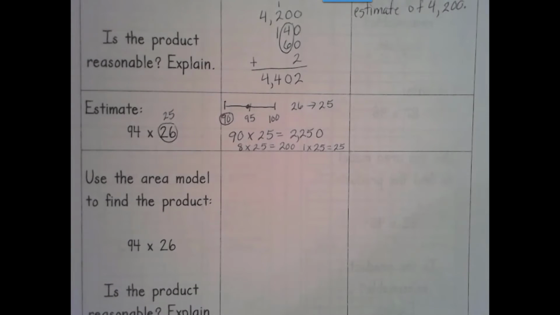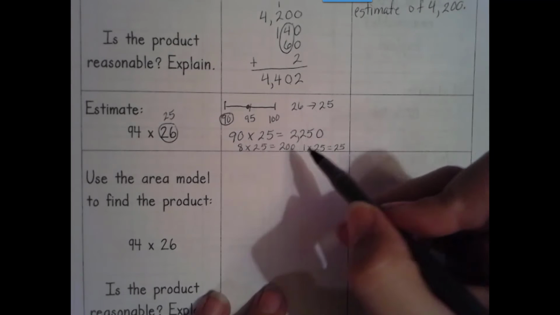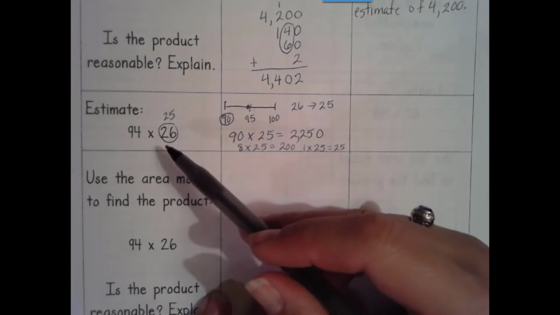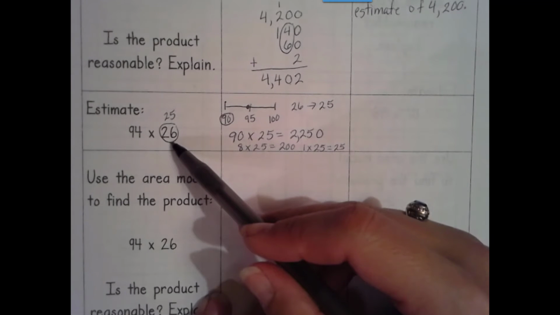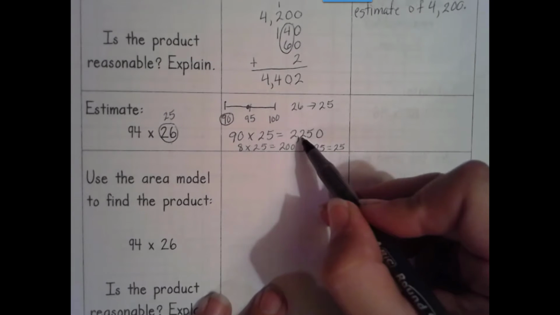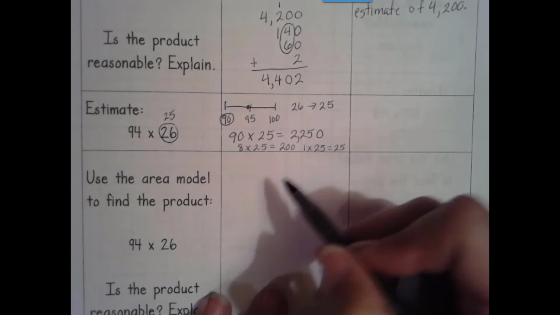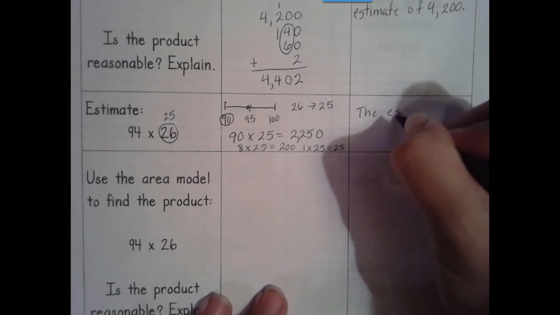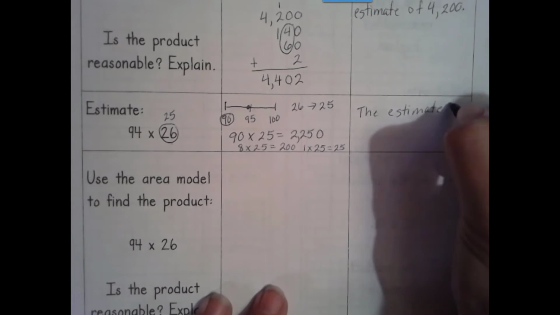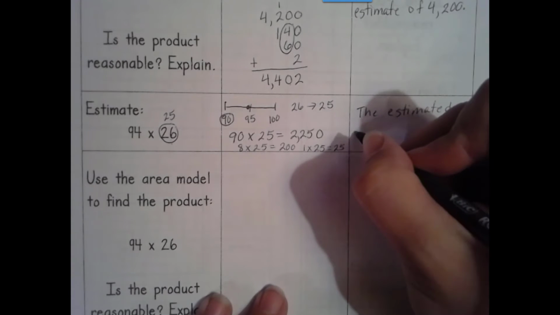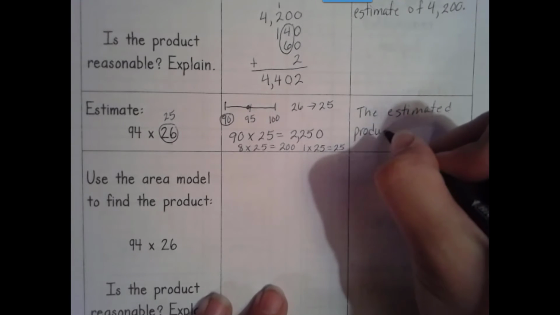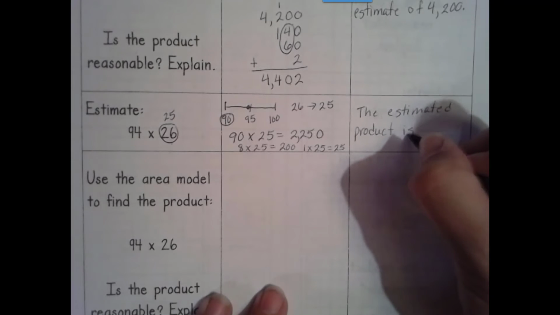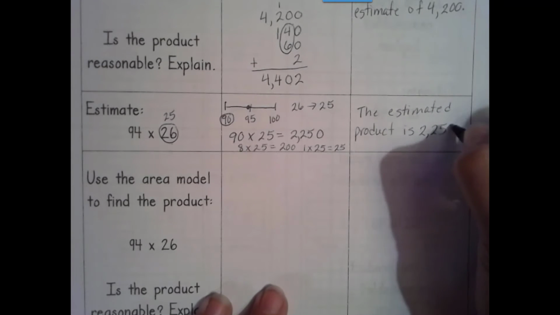So my estimate is 2,225. Or you could have gotten, if you rounded to the 30, you could have gotten 2,700. Either estimate works. The estimated product is 2,250.